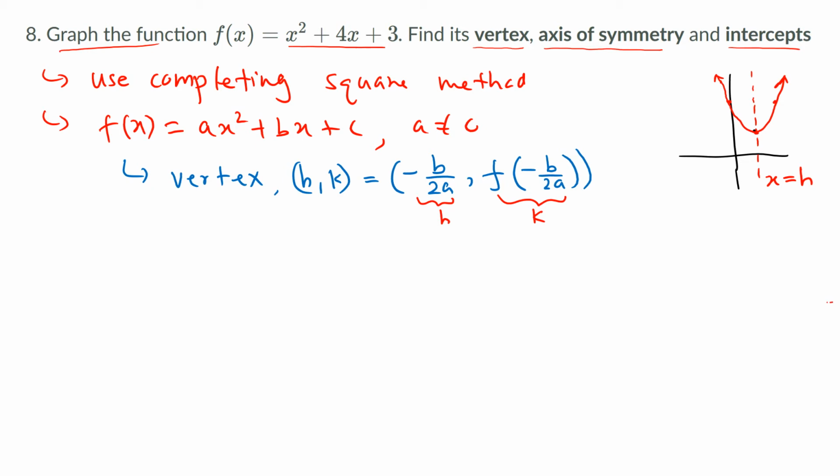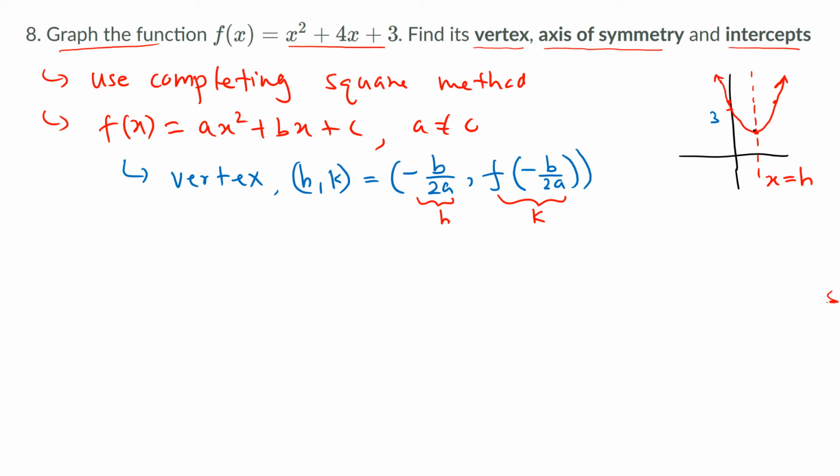To find the intercept, you simply plug in x equals 0. In this case, you get 3 for this problem. So that's always something you can find, just plug in x equals 0. So that's what the theory says. So since we used the completing square in the previous problem, let's try to use the vertex method for this one.